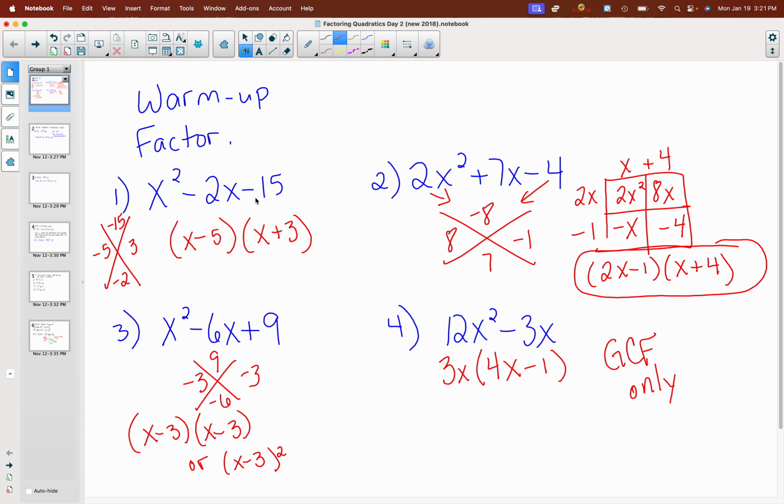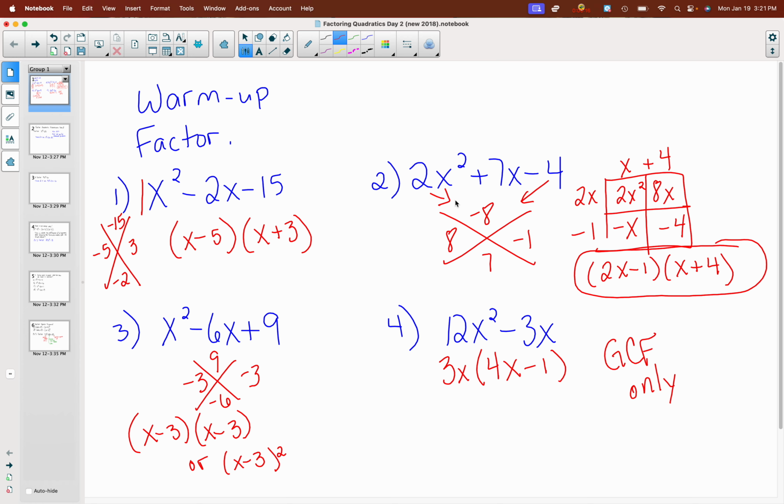Take a look at number 1 and notice I didn't do a box because it was just an x squared. The coefficient in front of the x squared is a 1. And in that case, when you do the diamond problem, this will actually tell you what goes into your factors. So we had a -5 and a 3, so x minus 5, x plus 3.